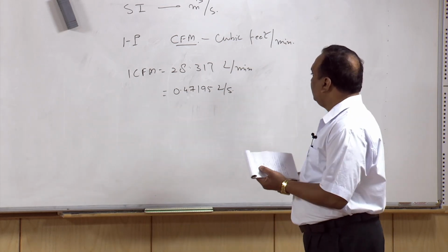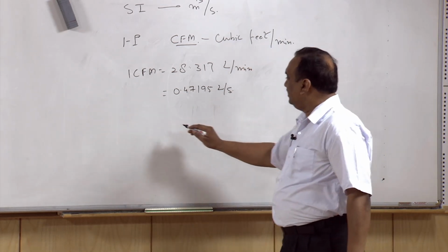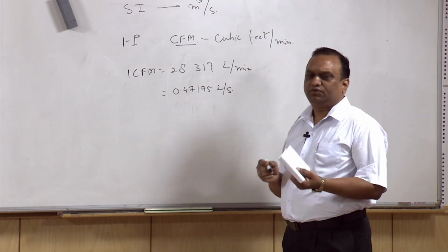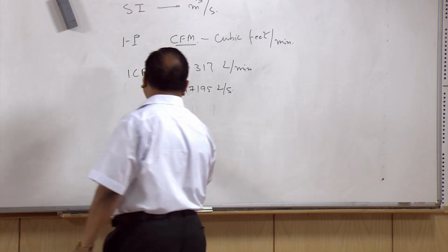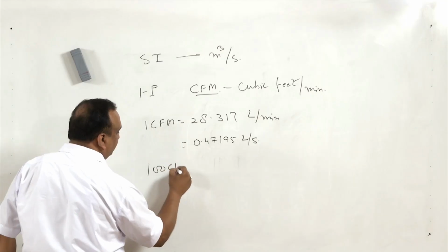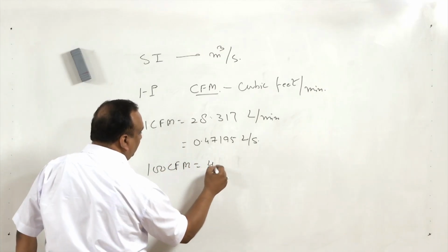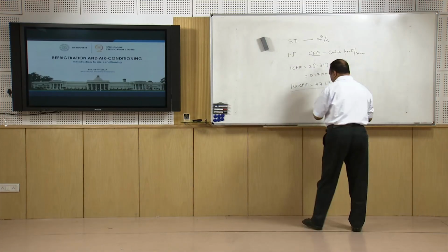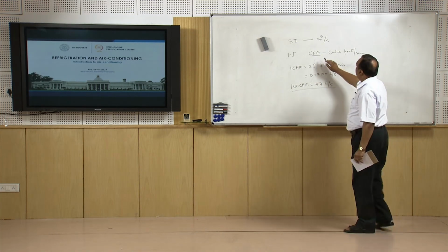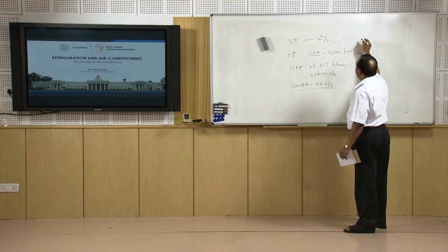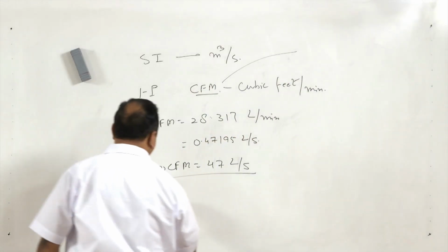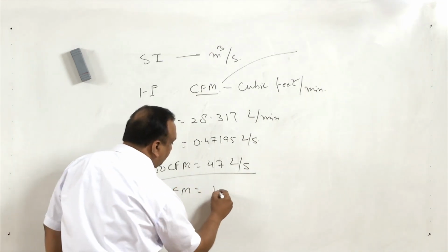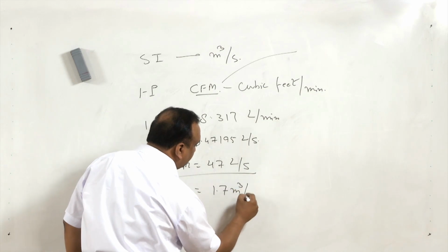So, immediately we can take, even if you take 100 CFM equal to 50 liters per second, that will also do. But normally we assume that 100 CFM is equal to 47 liters per second. In some cases, CFM is also expressed in meter cube per hour, and 1 CFM is 1.7 meter cube per hour.